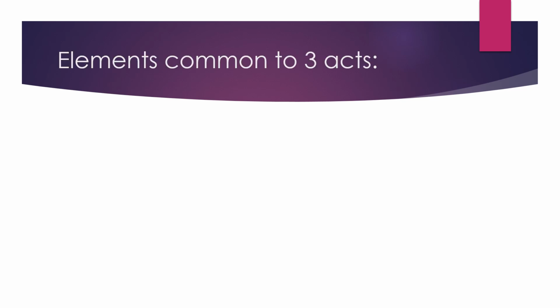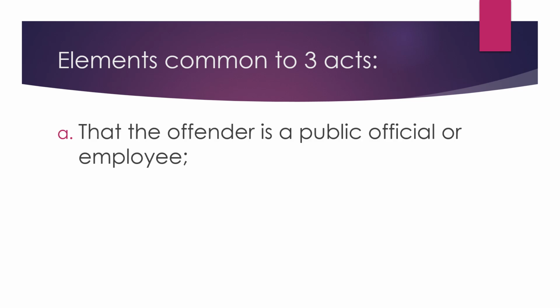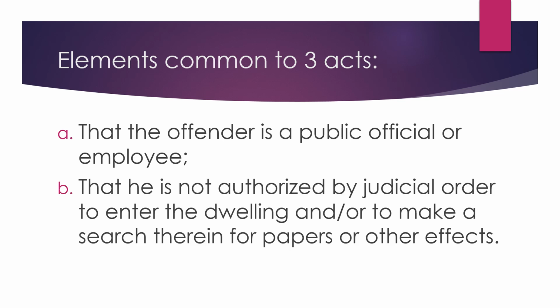So what are the elements common to the three acts? First, that the offender is a public officer or employee. Second, that he is not authorized by judicial order to enter the dwelling and to make a search therein for papers or other effects. So those are the common elements for the three acts.